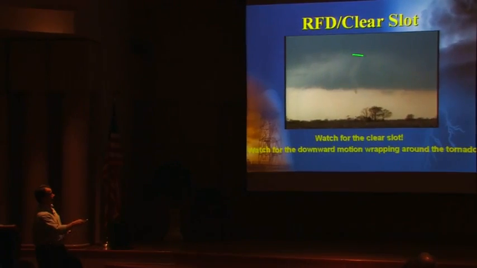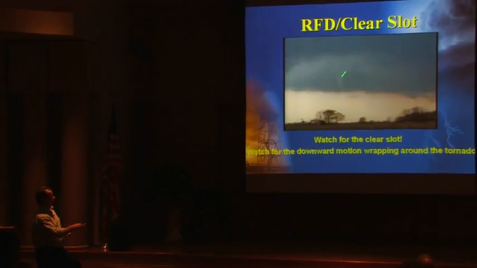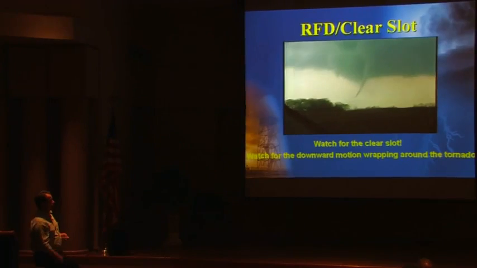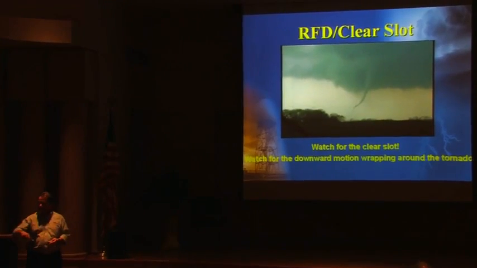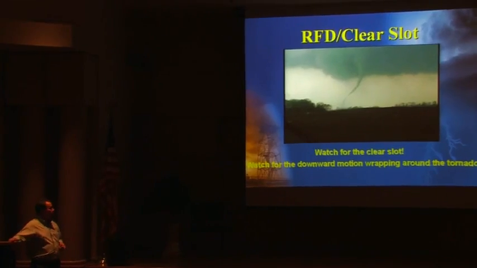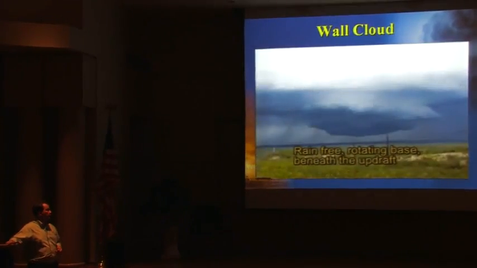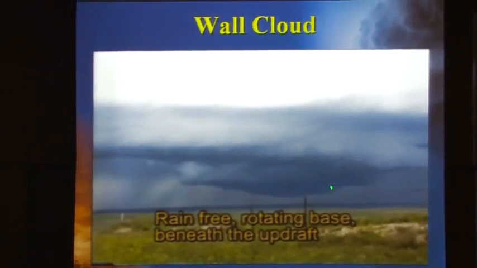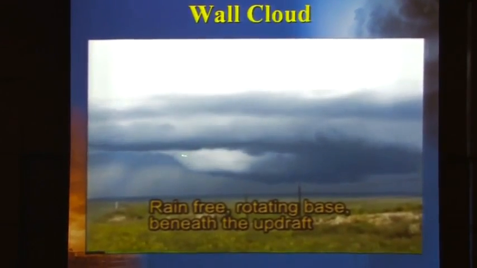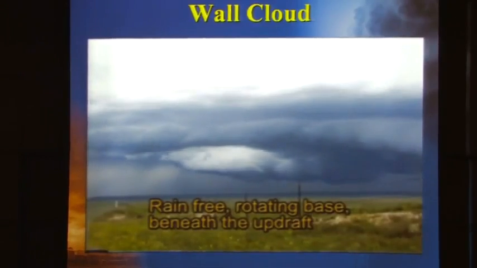So again, there you can see that rear flank downdraft cloud edge right there. You can see the funnel cloud dancing up and down as a tornado in some instances. But again, an important feature that appears to be associated with tornado development in the classic supercell thunderstorm. Let's watch this video here. On the bottom here, the lowest hanging cloud, that's your rotating wall cloud. Here you can see the clear slot beginning to develop there.